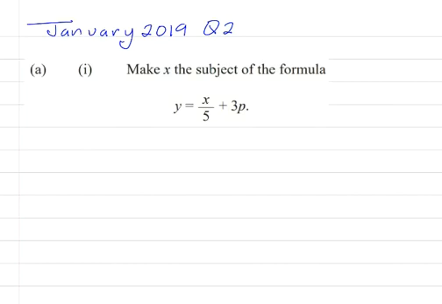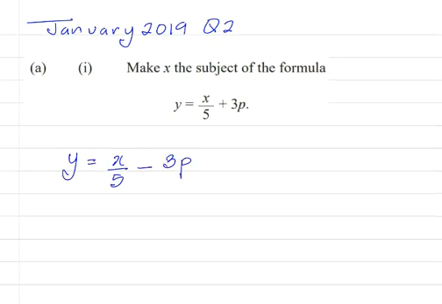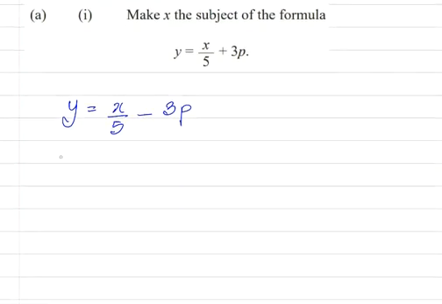All right, we're starting off with y is equal to x over 5 minus 3p. I need to have x by itself. Let's start by moving over the 3p. I can say that y plus 3p is equal to x over 5. Negative 3p goes over and becomes positive 3p.